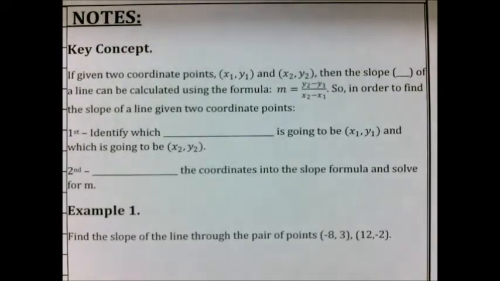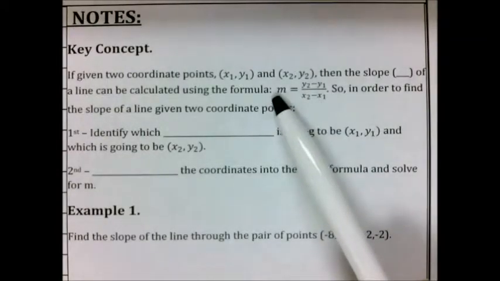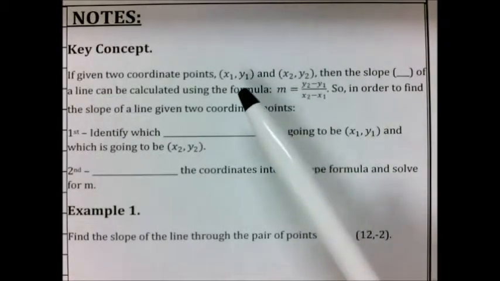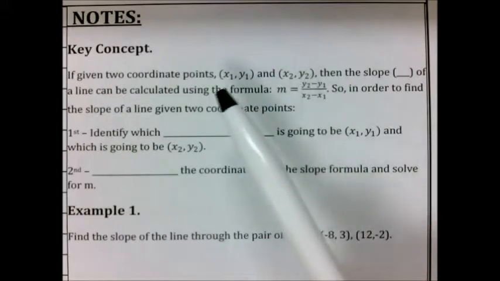So our key concept here says that if we're given two coordinate points that we could put on a graph, like x1, y1, which just identifies one coordinate, and x2, y2, that's a second coordinate, then the slope, and that little blank right there, is m. We use the variable m to identify slope a lot. So the slope m of a line can be calculated using the formula: m, again, that means slope, is equal to y2 minus y1 divided by x2 minus x1.